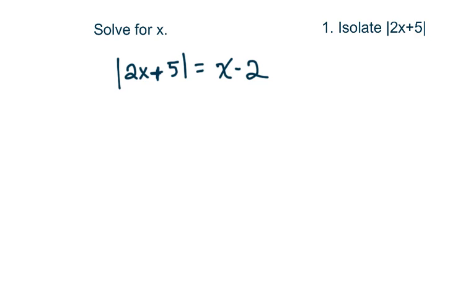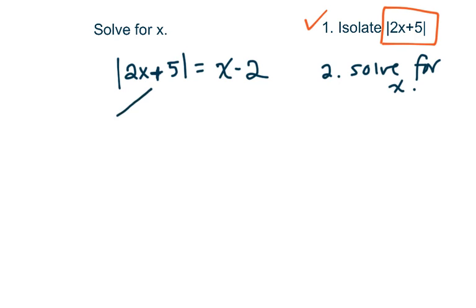I always like to isolate what's inside the absolute value. I always like to isolate 2x plus 5 in that absolute value. So you want to isolate the absolute value is basically what I'm trying to say. Whatever's inside, that's what you have to keep on one side of the equation. It's already done for us. We don't really have to do that. And the second thing is we have to solve for x.